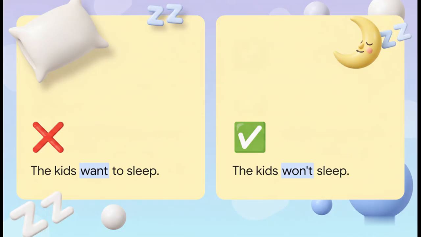Now, here is a huge, very common mistake you really must avoid. Look at the left side. The kids want to go to sleep. If you say want with an open ah sound, it means they desire sleep. It means they like it. But you actually wanted to say they refuse to sleep, right? You must use the rounded O sound. The kids won't go to sleep. Be very, very careful with your pronunciation here.